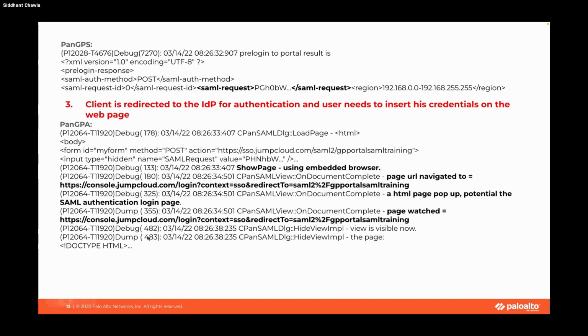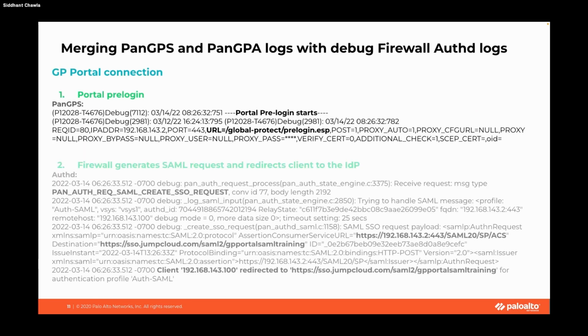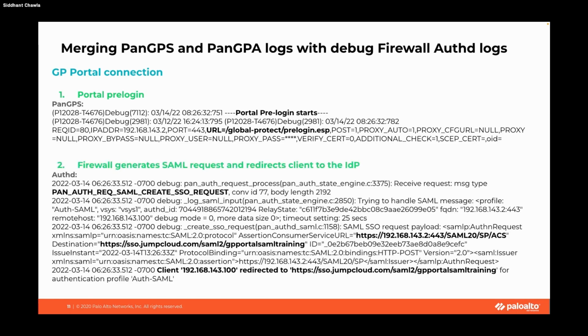Under PAN GPS, you will see SAML requests, and when the client is redirected to the IDP for authentication, the user needs to insert his credentials on the web page. So this you can view in the GP logs. I forgot to mention, when I talk about PAN GPS or PAN GPA, these are the GlobalProtect application logs. When I'm talking about OD logs, this is the log present on the firewall. So PAN GPS and PAN GPA logs you can extract from the GP application, and the OD log you can review in the CLI of the firewall.